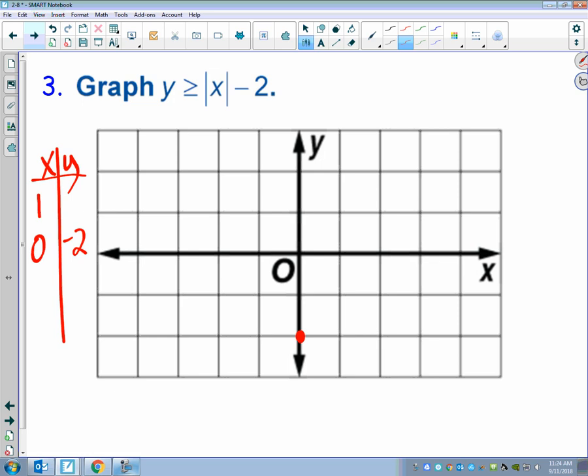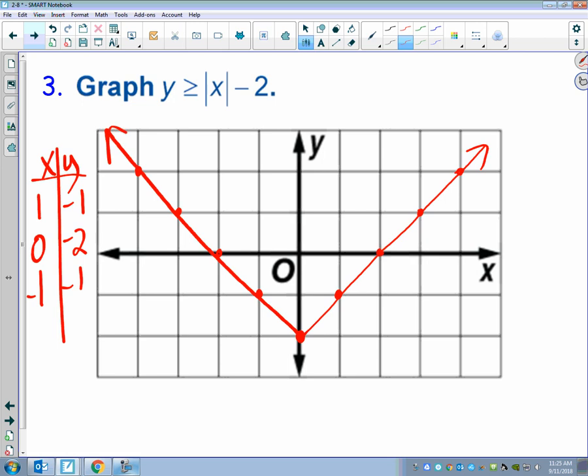And then if I plug 1 in there, 1 minus 2 is negative 1. And if I plug negative 1 in there, the absolute value is still 1 minus 2. It's still negative 1. Or if you think about that parent function, we just took that whole graph and we moved it down 2 units. And this one is a solid line because of this. So I'm just going to connect this. Right? But we also have to shade.